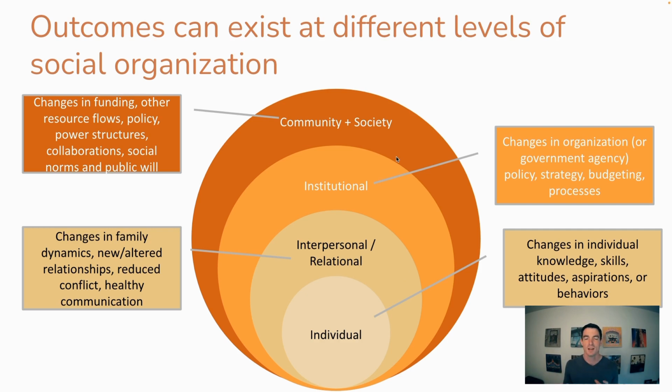And outcomes can happen at each of these different levels. So, we've been talking a lot about individual outcomes: changes in knowledge, skills, attitudes, behaviors, that sort of thing. There can be outcomes at the interpersonal level too. For example, if we're working with families, these could be changes in family dynamics, new or altered relationships, reduced conflict between individuals in a family or in an organization, that sort of thing. So here we're talking about outcomes between two individuals.